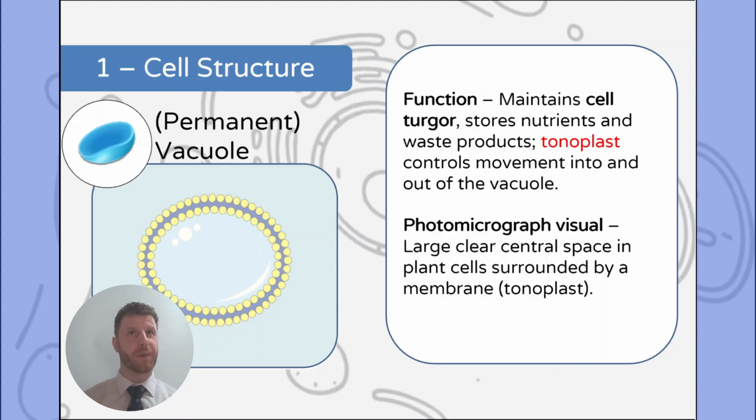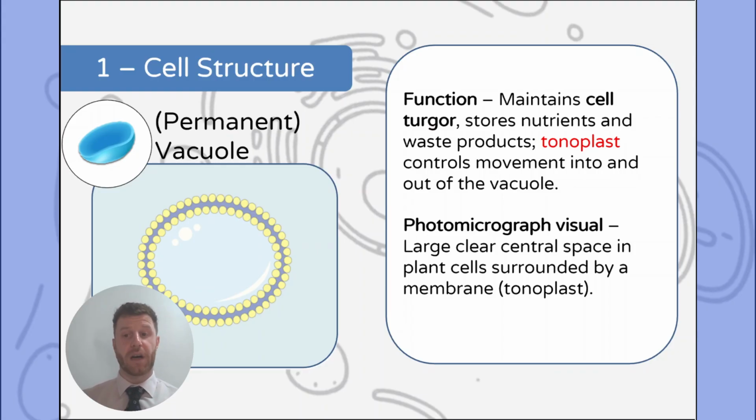Now, what we mean by maintaining cell turgor is kind of pushing the cell outwards onto those cell walls to make sure that the cells and the plant overall hold their shape and structure. However, please don't forget that you do now need to refer to that as turgor pressure or maintaining cell turgor, because that is scientifically the correct way to talk about it.